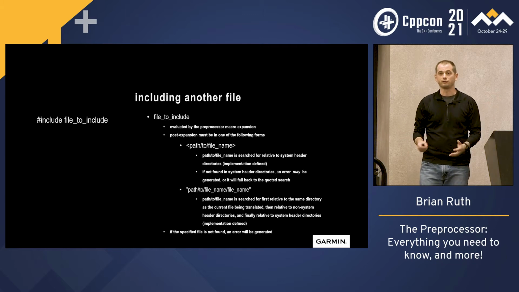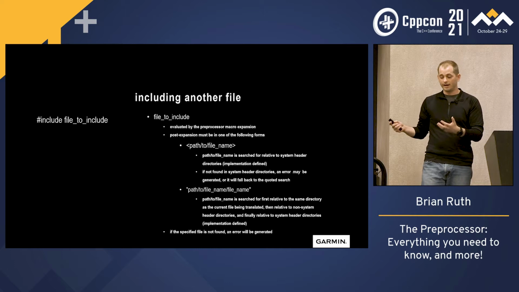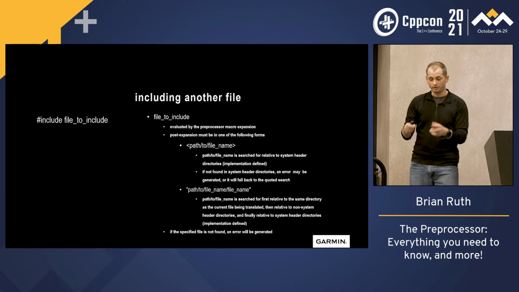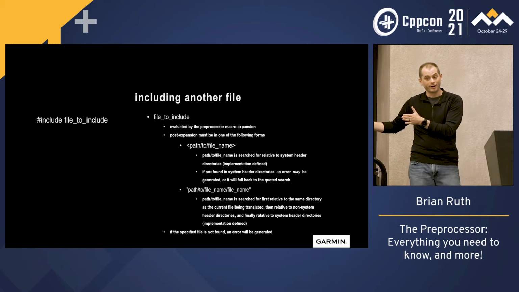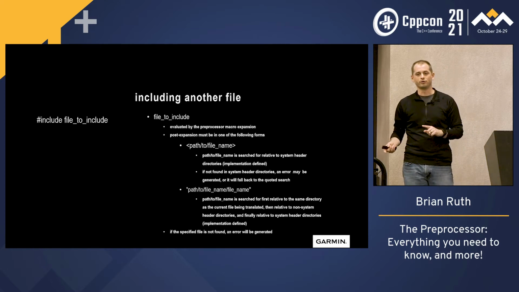What does that actually do? So if you have an include a file, you do the pound include, the file to include, and that is actually going to be evaluated by the preprocessor. So you can actually have a macro expansion as part of your include directive. So post expansion, it needs to kind of go into two different ways.